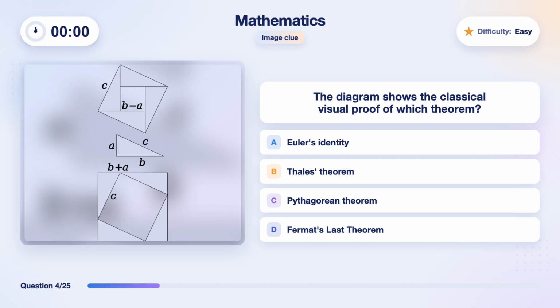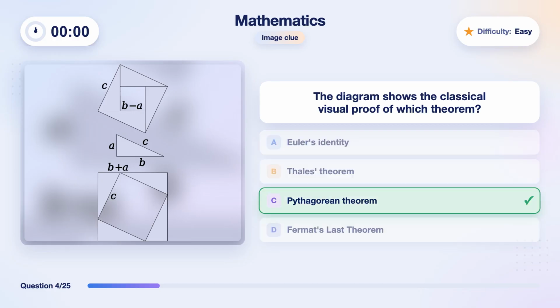Drum roll. The right one. Precisely. Pythagorean theorem. The diagram shows a right triangle with squares constructed on each of its 3 sides. The standard visual proof that the square on the hypotenuse equals the sum of the squares on the 2 legs, i.e., a squared plus b squared equals c squared. This is the Pythagorean theorem.